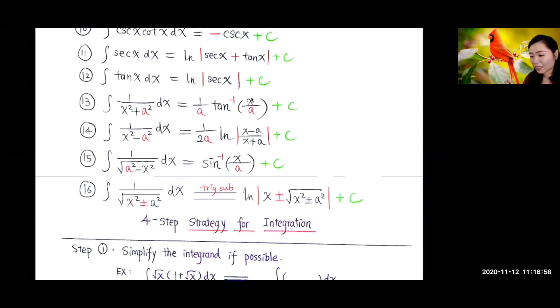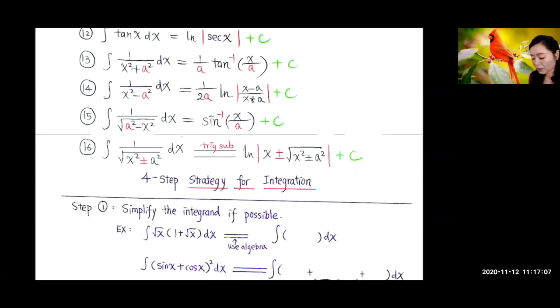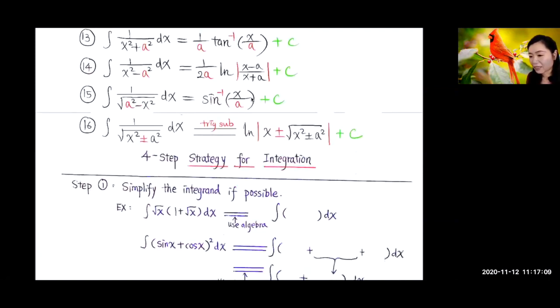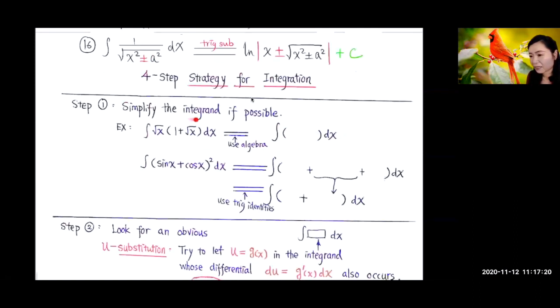So when you have functions that are in one of these forms, then you can just go ahead and use the formula. Now, what happens if the function that you are integrating is not one of these? Then we have a 4-step strategy for integration. Step 1 is to simplify the integrand if possible.